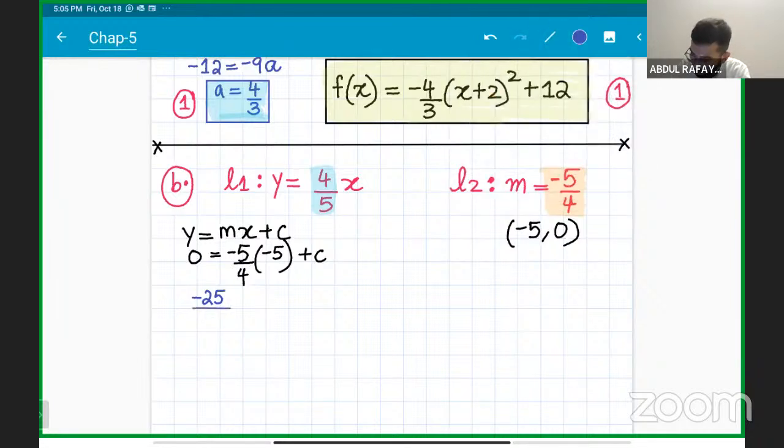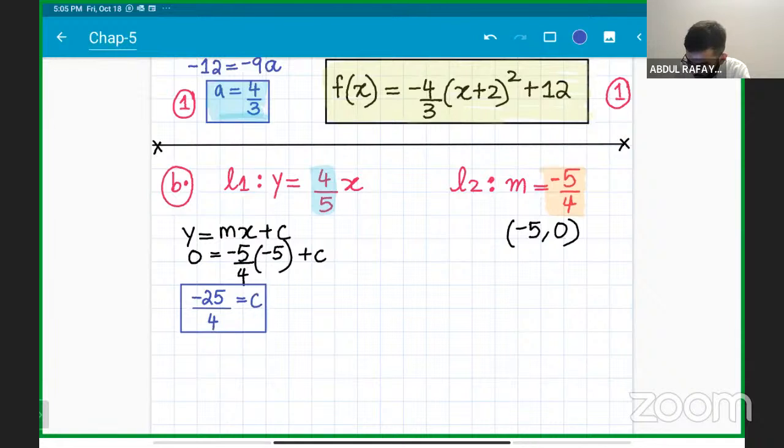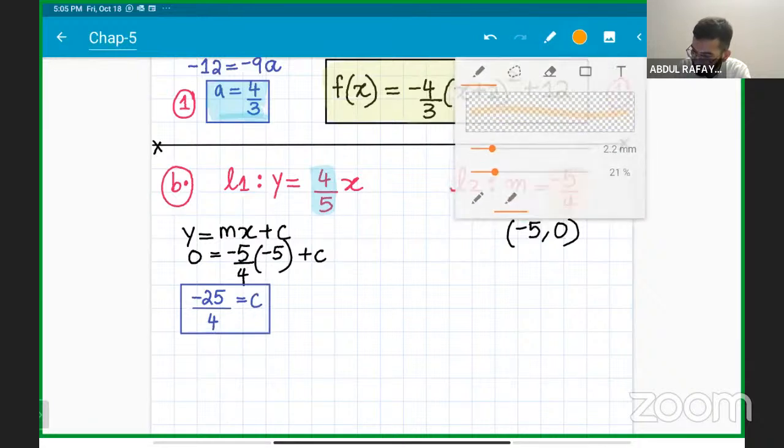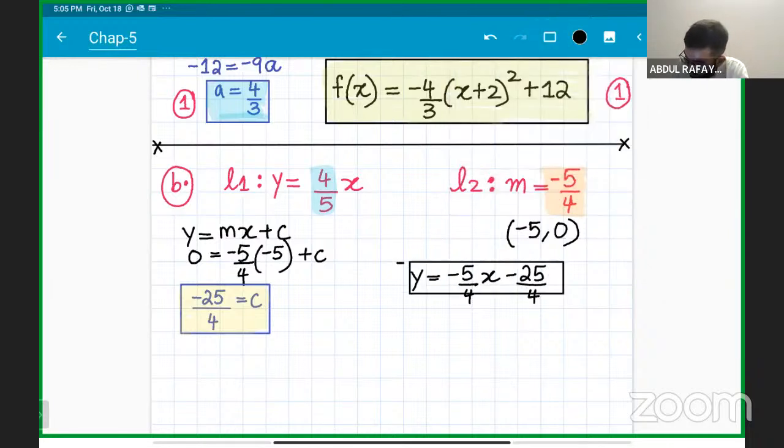Negative 25 over 4 as the c value. That is what we are getting. Negative 25 over 4 as the c value, okay? So the equation should be y equals minus 5 over 4 x minus 25 over 4. That is the equation for line 2, with which we will get all 3 marks.